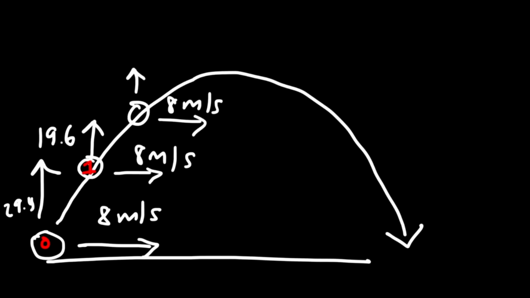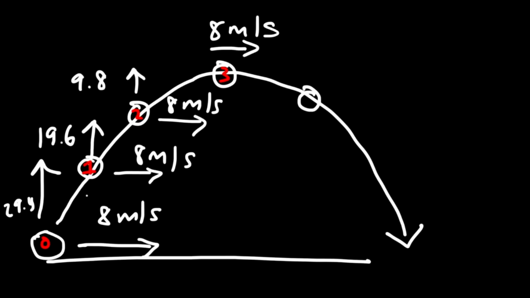Vy is now 9.8. 3 seconds later, it's at the top. At the maximum height, at the highest point, Vy is 0, so it's not going up anymore. But it's still moving to the right. So it's still moving at 8 meters per second to the right. So that's Vx.